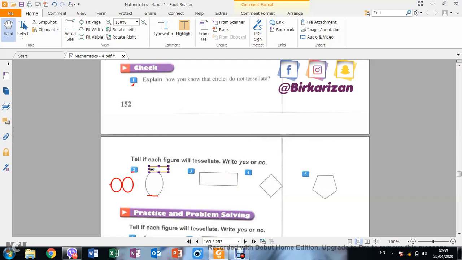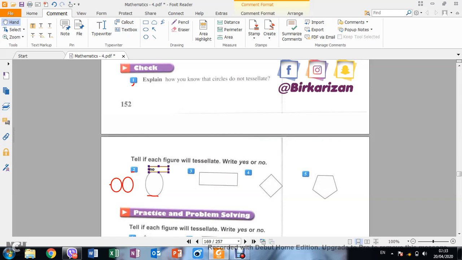Number 3, look, we have a rectangle. Can we repeat this one without overlapping or without any space? Yes, of course, when we have a rectangle. Look, for example, I draw this one. Next to it, I draw another one. Look, we can fit them together without having any space or overlapping. So you tell me yes.